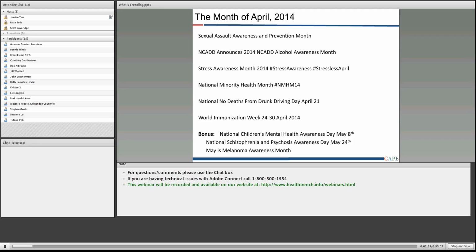And now that we're getting into May, actually today is an awareness day for National Children's Mental Health. So if you're interested in that, go get on Facebook or Twitter and see what people are saying. On the 24th, coming up, we're going to have National Schizophrenia and Psychosis Awareness Day, and the entire month of May is Melanoma Awareness Month. I'm sure there are a couple more coming up in May to add to this list, and if you're interested in those, you can go and check it out.